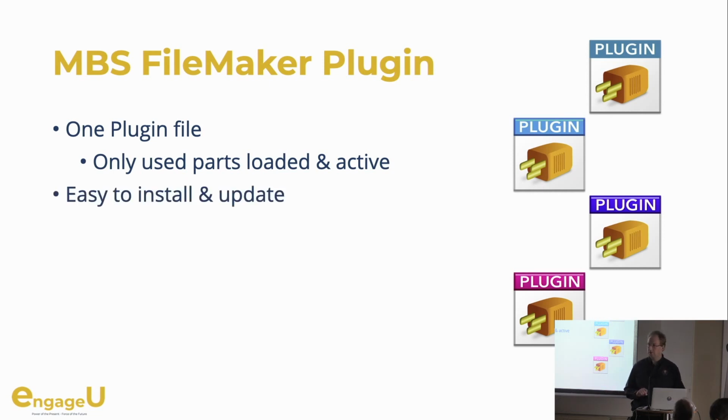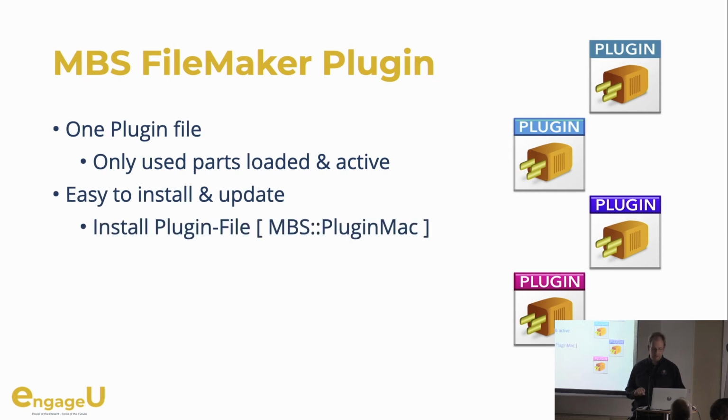The plugin is easy to install and update because you can use the script step from FileMaker to install the plugin. We have a nice example database called Install Plugin, which checks if the plugin is installed, and if not, it installs a fresh copy. If it's already installed, it checks if there's a newer copy in the database so it can update it. And you can use this install plugin script step for all the platforms, so you can script to use the right one for the right platform.